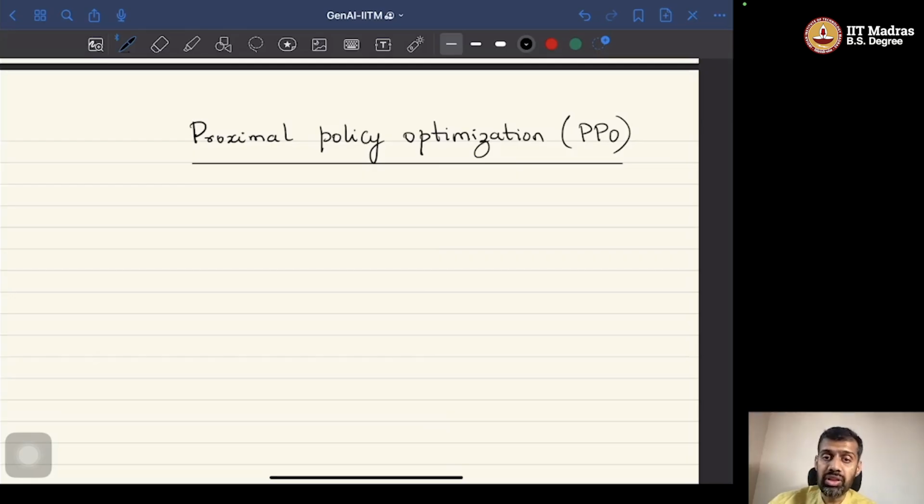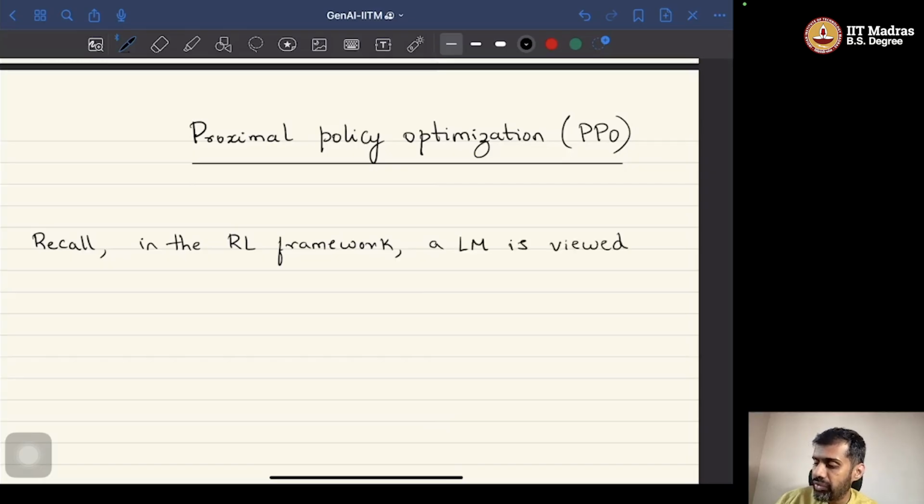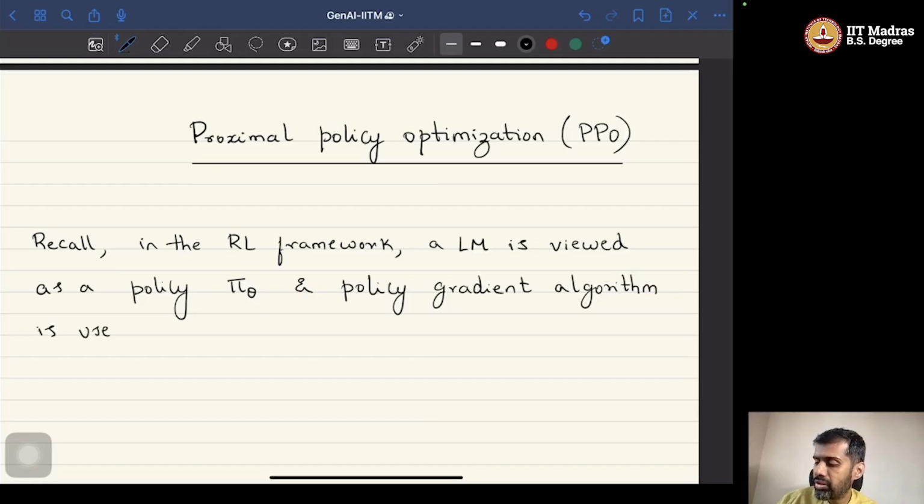Now let us start with proximal policy optimization, or PPO. So recall that in the RL framework, a language model is viewed as a parameterized policy denoted by pi theta, and a policy gradient algorithm is used for alignment of that particular policy. That's what we saw, right?